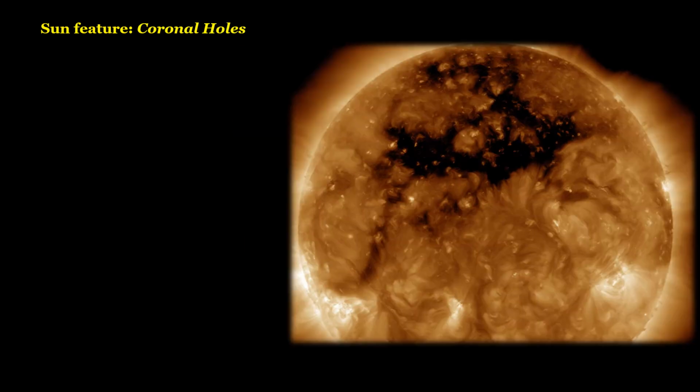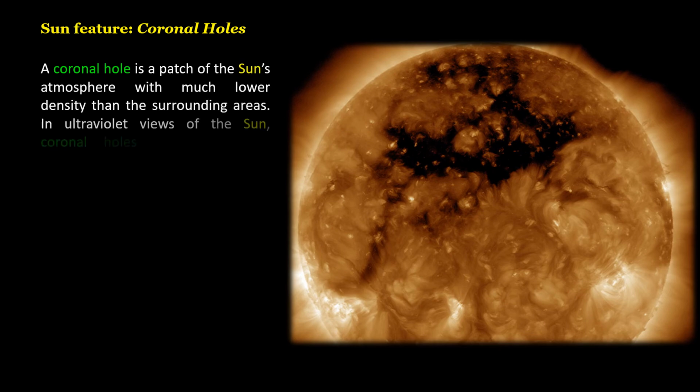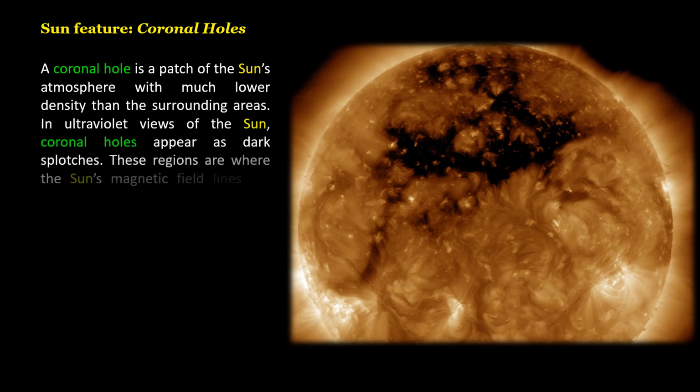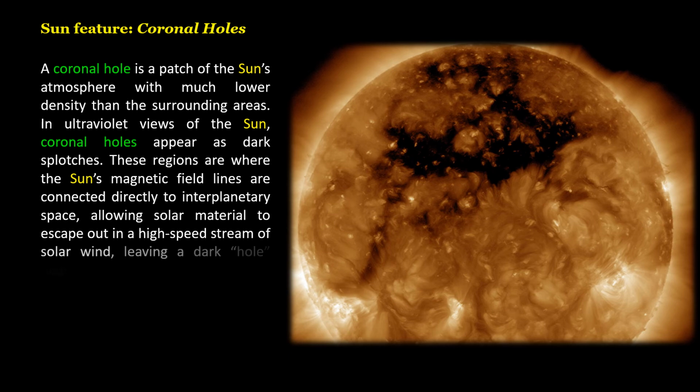Sun feature, coronal holes. A coronal hole is a patch of the sun's atmosphere with much lower density than the surrounding areas. In ultraviolet views of the sun, coronal holes appear as dark splotches. These regions are where the sun's magnetic field lines are connected directly to interplanetary space, allowing solar material to escape out in a high-speed stream of solar wind, leaving a dark hole near the surface of the sun.